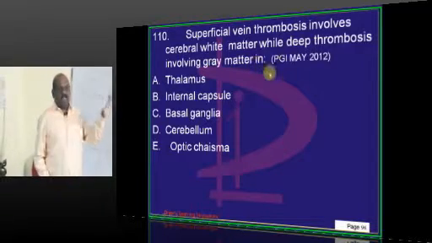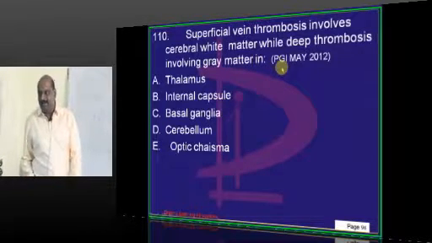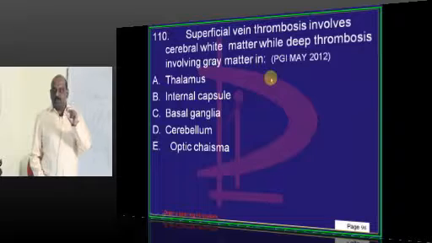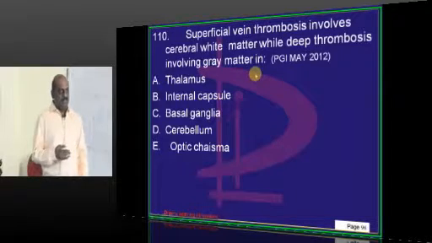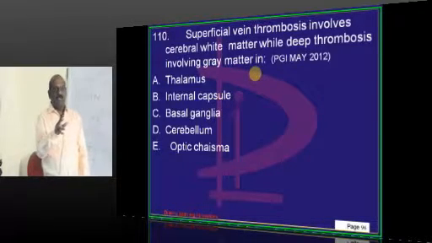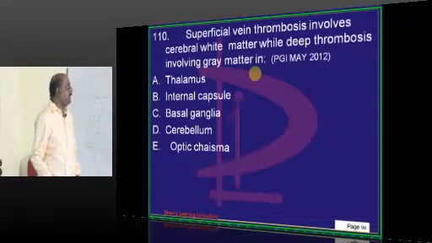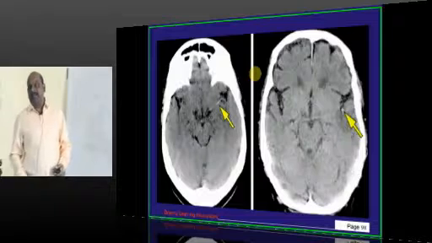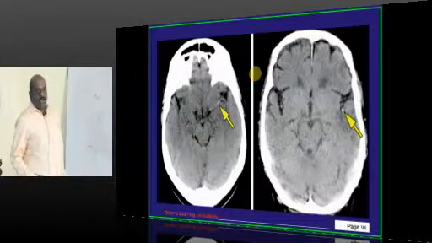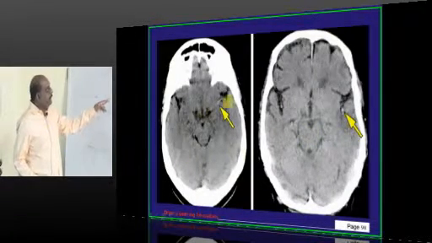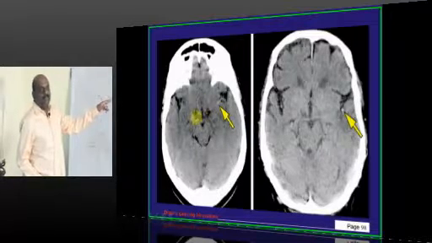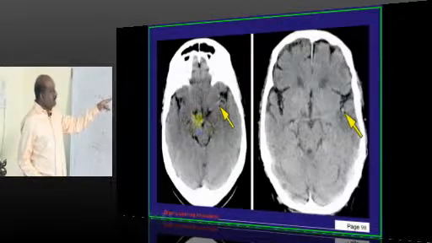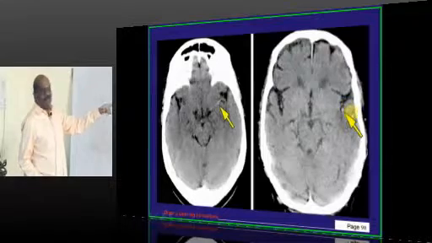Superficial vein thrombosis generally involves cerebral white matter. But deep thrombosis, which comes due to embolism or in situ thrombosis, what do they commonly involve? They typically involve the thalamus and basal ganglia. Whenever they occur, what happens? The vessel becomes very prominent on a plain CT itself, not contrast, plain CT itself. The vessel becomes very prominent.